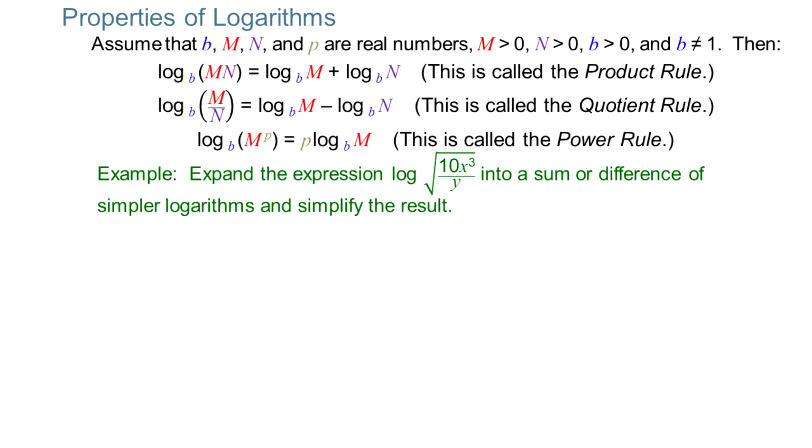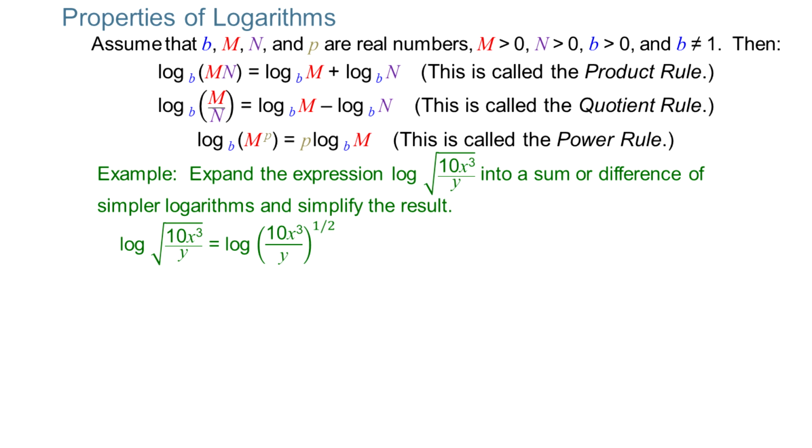To work this example, I'll use the product, quotient, and power rules again. I do not want to start by using either the product or the quotient rule here because it's difficult to figure out what to do with the square root if I try to use either of those rules. If I want to take the square root of something, I can say that this is equivalent to raising that something to the power of 1/2.